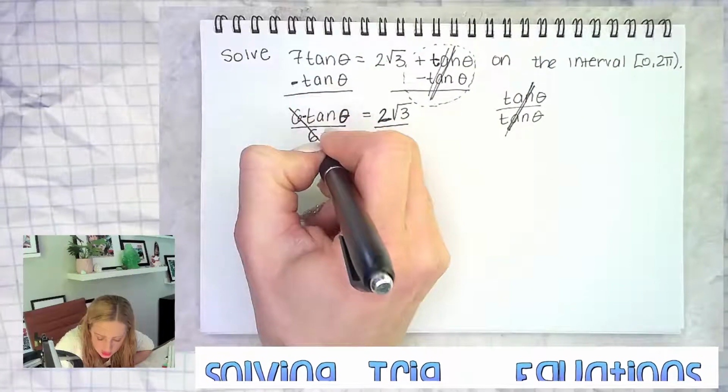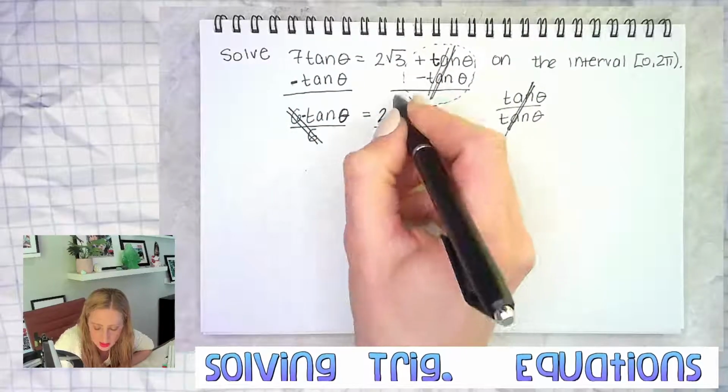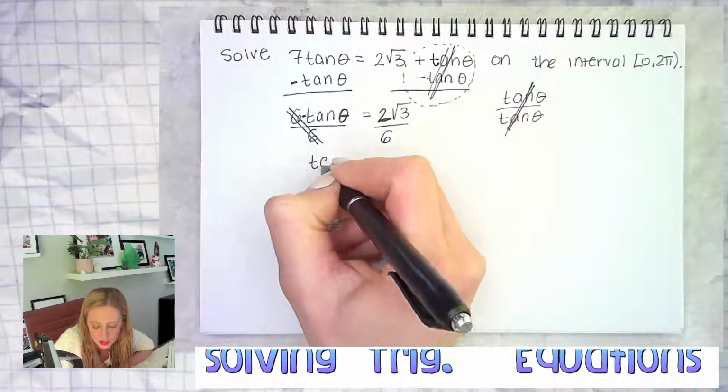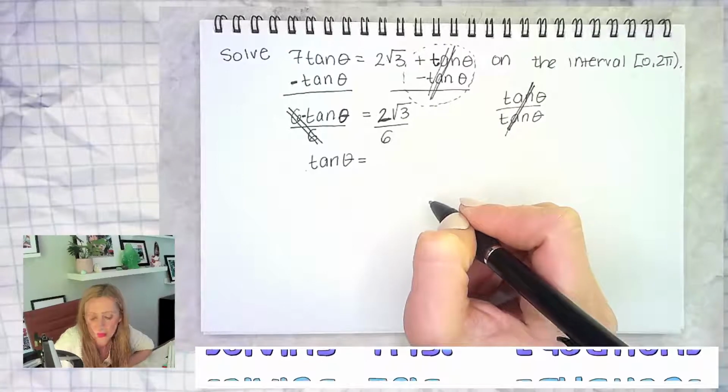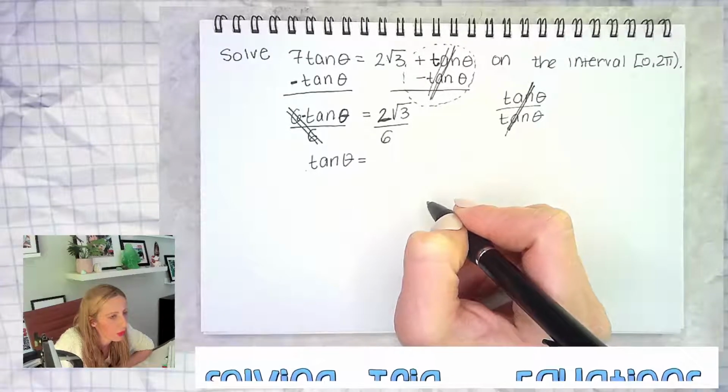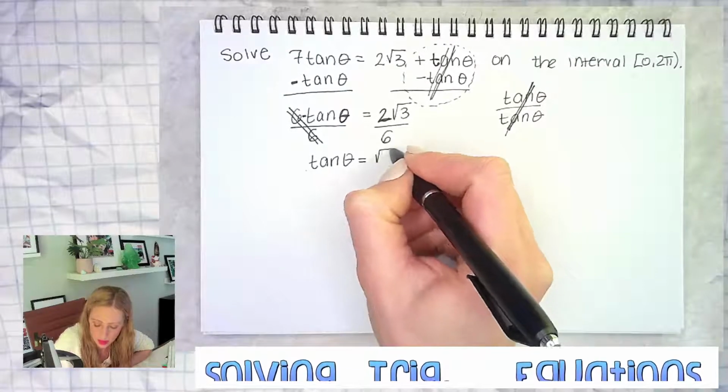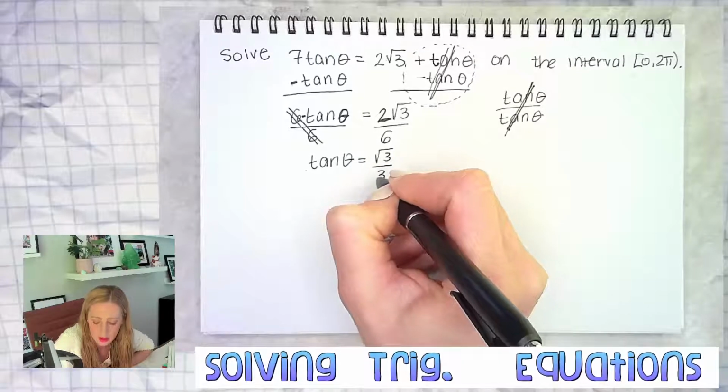Here we are reducing or simplifying those sixes. What does the right-hand side simplify to? Any brave soul? Radical 3/3. Beautiful. Radical 3/3.